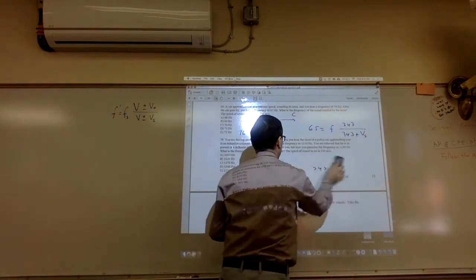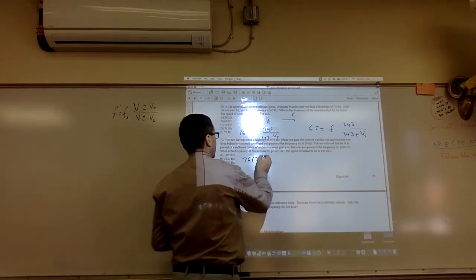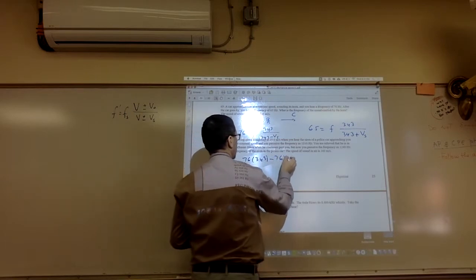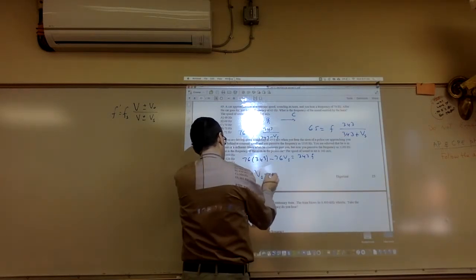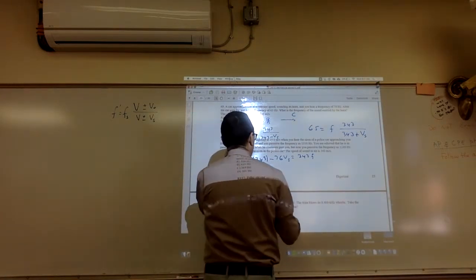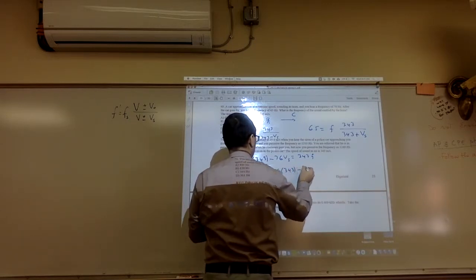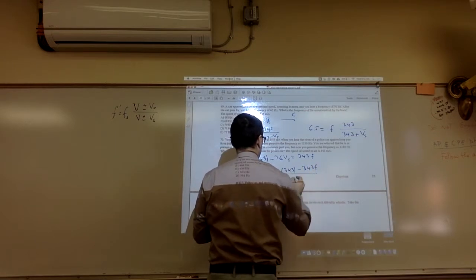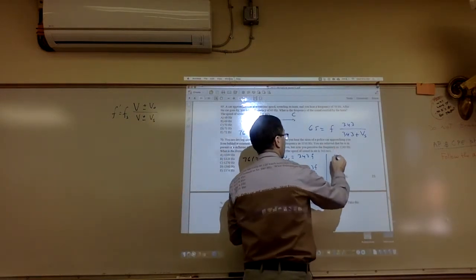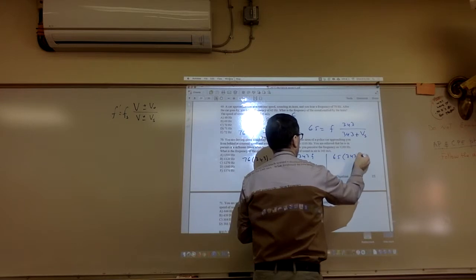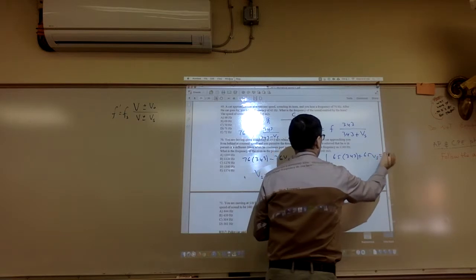The other way is to do this. So do 76 times 343 minus 76 times Vs equals 343 F. And then I'm going to isolate Vs here. So Vs is going to be 76 times 343 minus 343 F over 76. And I'll do the same thing on this side. So I'm going to say 65 times 343 plus 65 Vs equals 343 F.